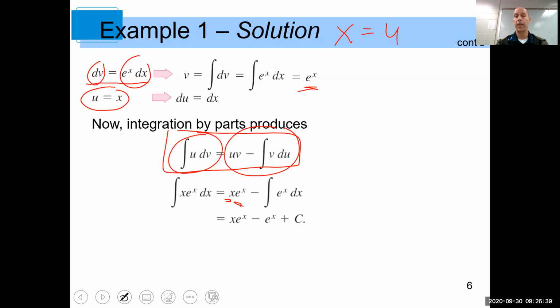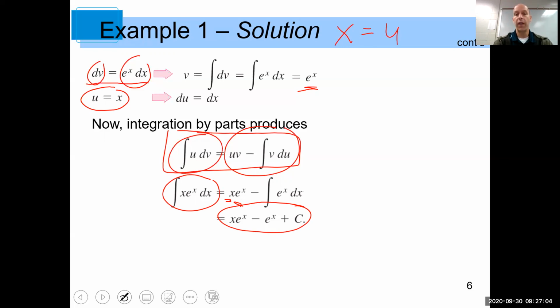Well, what is the integral of e to the x? It's e to the x. So that's the answer. We have now integrated this expression, which we couldn't have done with u sub or with any of the basic trig functions that we've already used. In fact, we could check that by doing the derivative. Of course, if we do the derivative of c, that's going to go to 0.